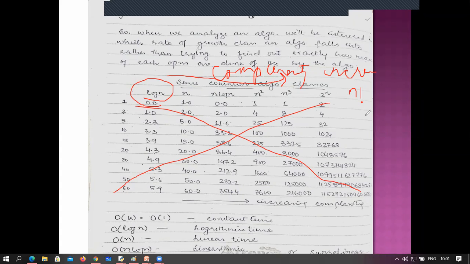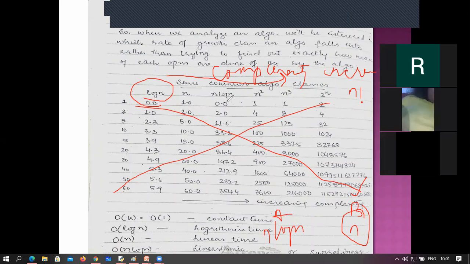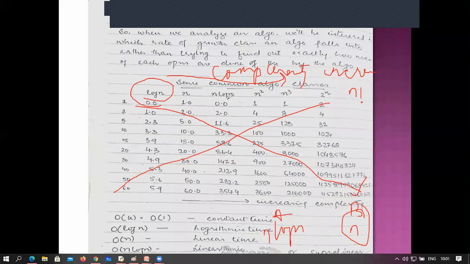Suppose someone asks you, you have been given two algorithms, A and B, and A has the complexity n log n, and B has the complexity n. Out of these two, which one is better? Obviously, for us, the better algorithm is the one with the least time complexity. So B is better than A, because n has lesser complexity than n log n.